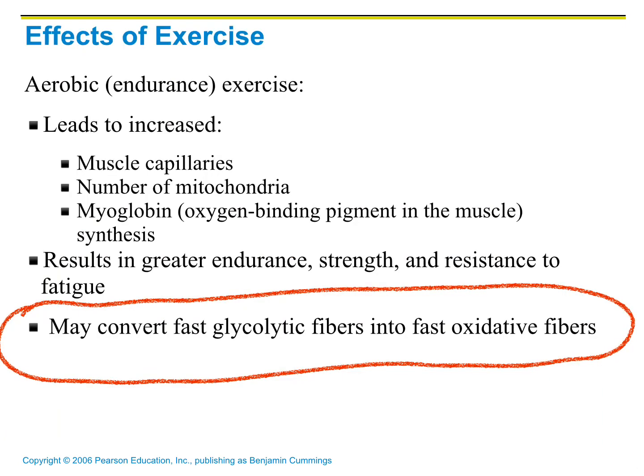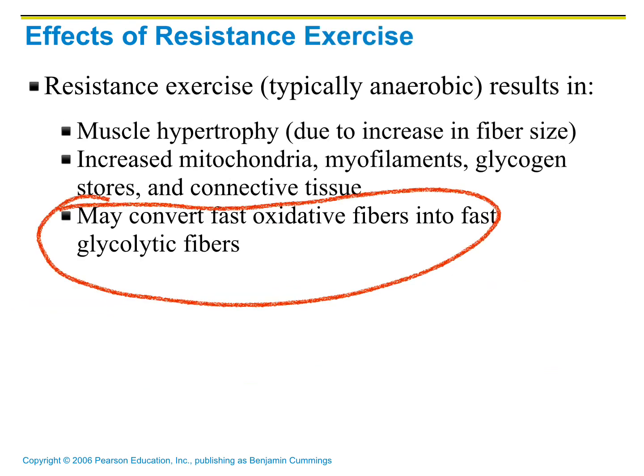Now, we can convert fast glycolytic fibers into fast oxidative fibers using different types of endurance exercise. We can convert the fast oxidative fibers into fast glycolytic fibers when we're doing resistance training, right? So things like weights and dumbbells, barbells, machines, cables, kettlebells, things like that. Even body weight movements, push-ups, pull-ups. These are all types of resistance exercise training.